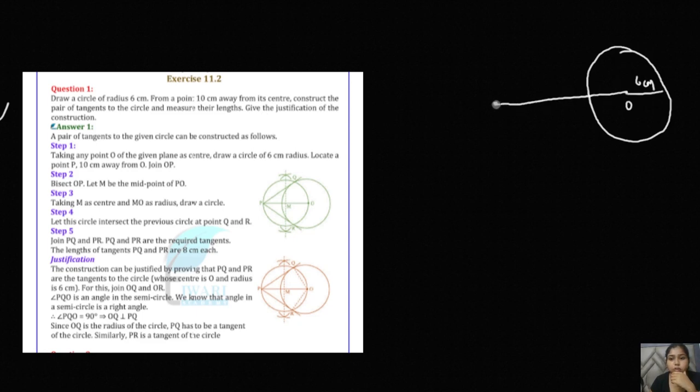Okay, so as I always say, just look at the question only, don't look below. So draw the circle of radius. This is already given, that this is a circle, this is point O, and this is 6 centimeters. This is already given from a point 10 centimeter. So let's just suppose this is a point 10 centimeter. Construct the pair of tangents. This is all we have to know. So this is totally 10 centimeters.